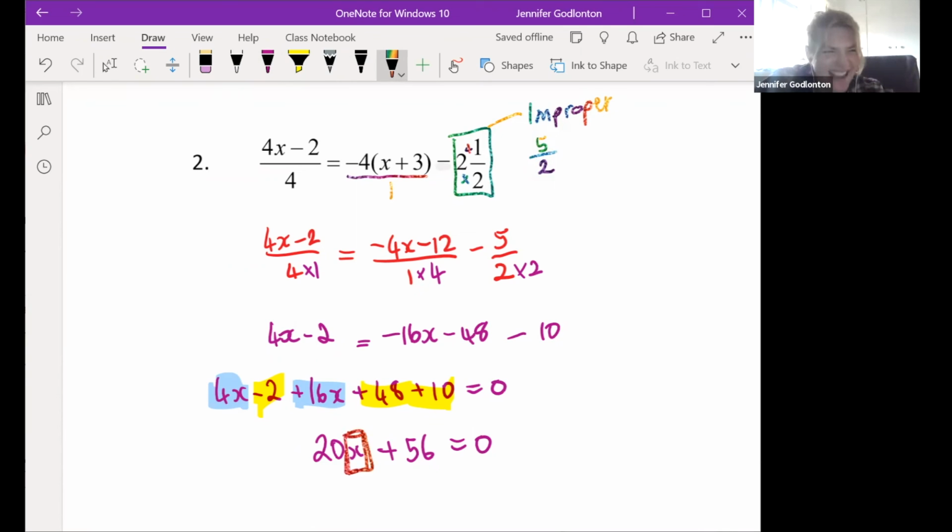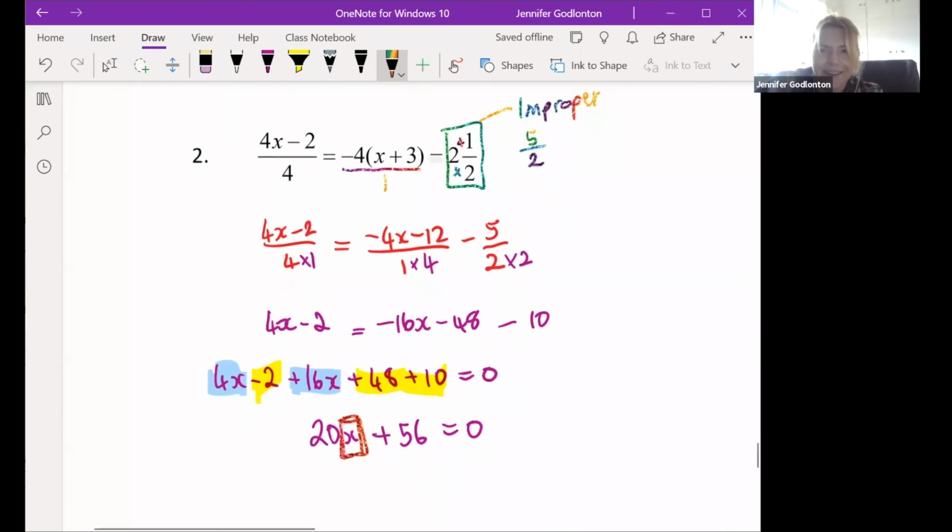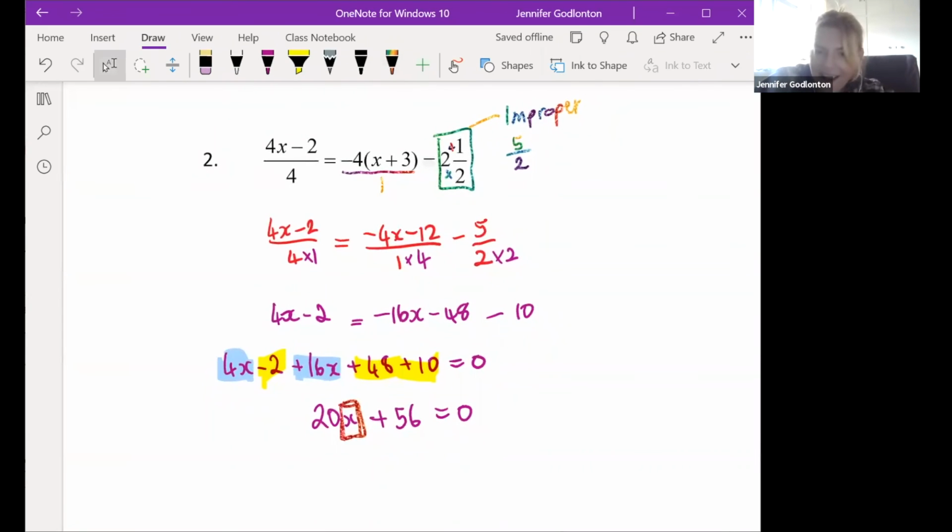So if it's linear, do we want everything on one side? No. But it's fine. Everything you've done up to this point is fine. But my next step, I'm definitely not going to factorize because I don't have an x squared. So where am I going to go from here?